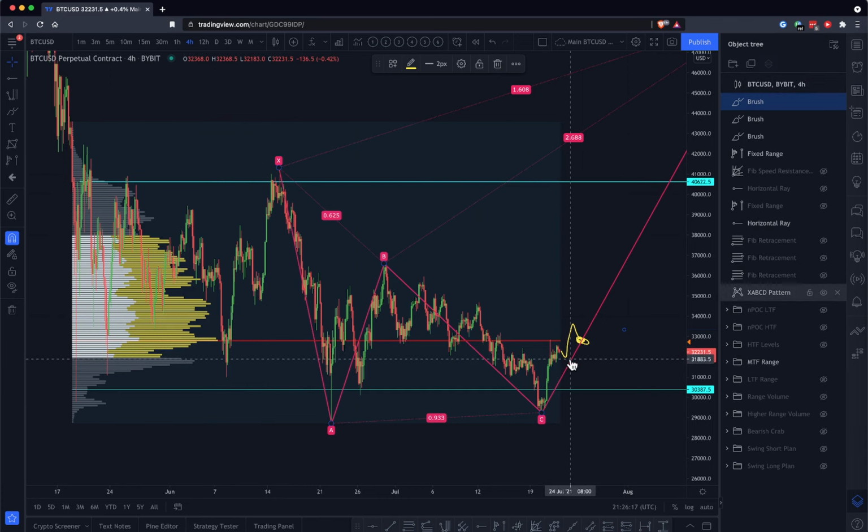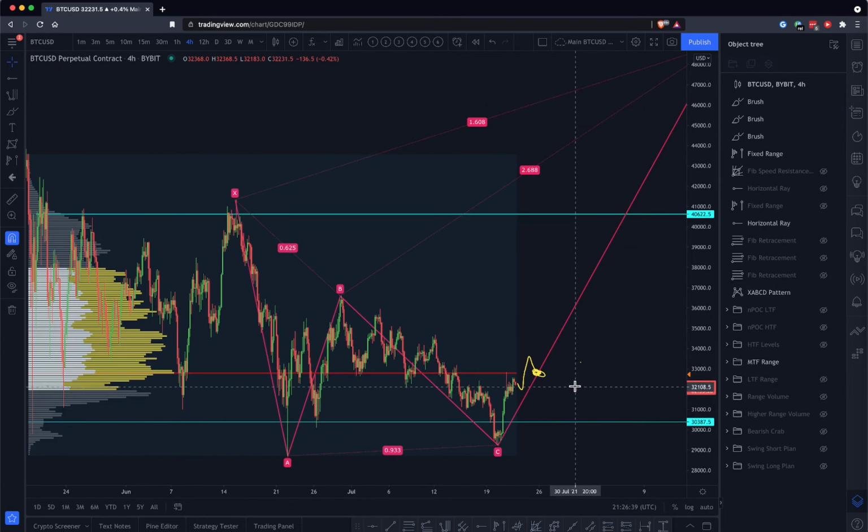So price really needs to go up and hold 32,825, then you have another level that is very important at around 33,500. This also is a very important level. So yeah, you have to time your move if you want to get in somehow.